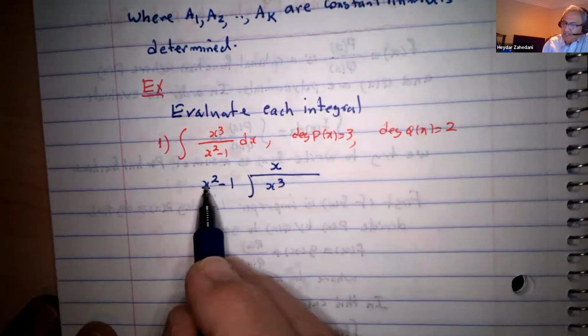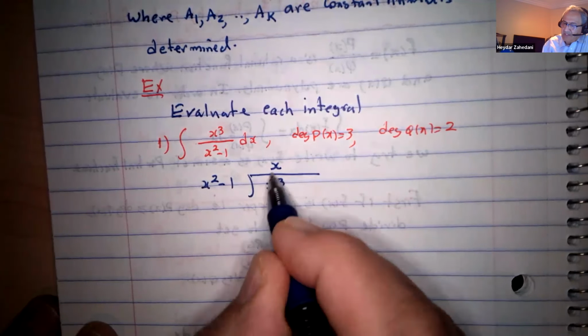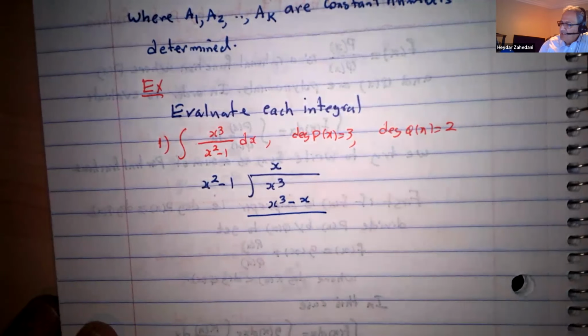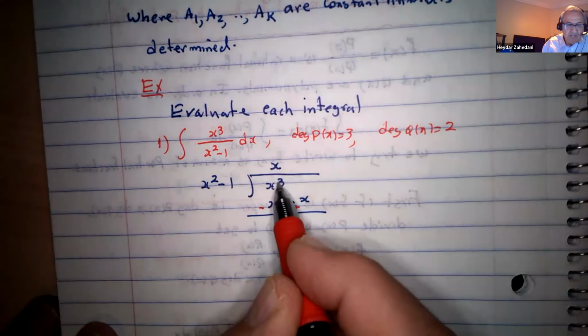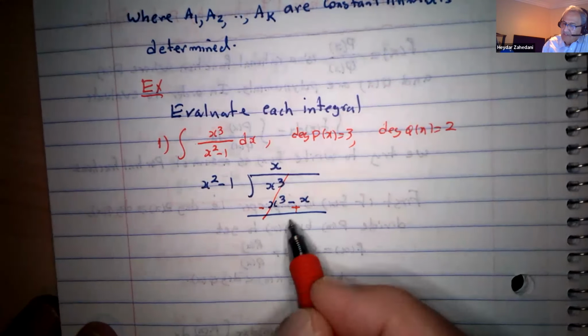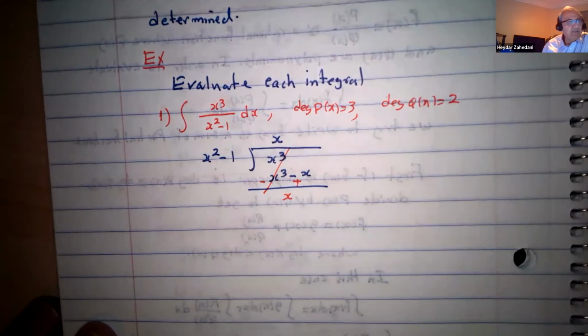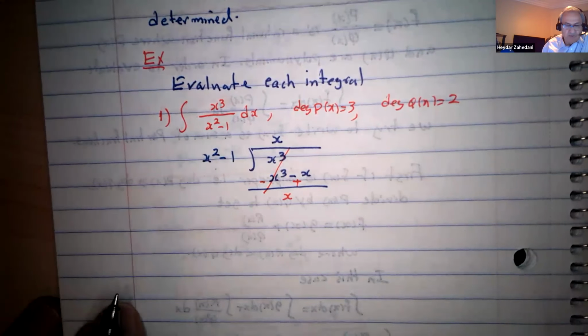And you multiply across here: x times x squared would be x cubed, and x times negative 1 would be negative x. Then you subtract for the long division, negative, positive, so that would cancel out. So that will leave an x. That's it. The remainder is going to be x because you cannot divide x by x squared.